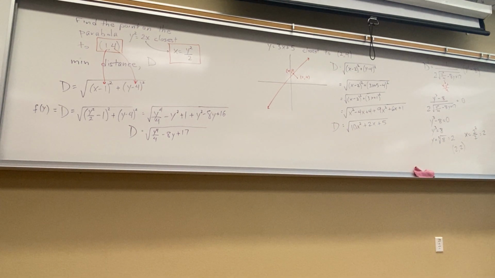And 7x to the second? Minus 2x. 3 times 3 is 9. 6. 3 times 3 is 9. Okay. So now what do we do with this?